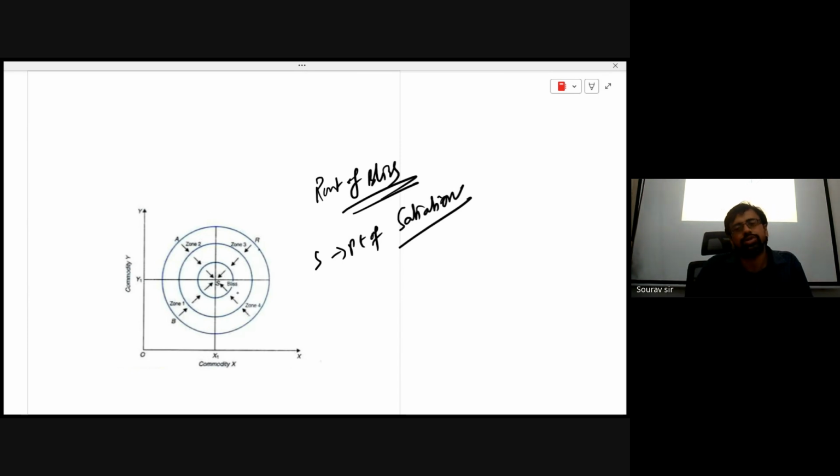ये अंदर की तरफ जाना मतलब यूटिलिटी बढ़ना, बाहर जाना मतलब यूटिलिटी इज फॉलिंग. तो यहाँ पर ये सर्किल क्या है सर? ये सर्किल, these are the ICs. Okay, so the circles are ICs. So minimum IC has high utility. So यहाँ पर बाहर जाना मतलब lower level of satisfaction.